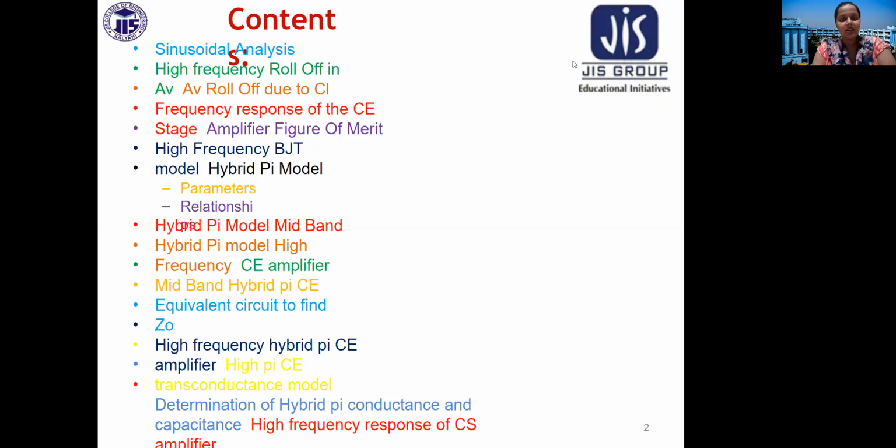Content, these all are the contents that we are going to study here. Sinusoidal analysis, high frequency roll off of AV, frequency response of the common emitter stage, amplifier figure of merit, high frequency BJT hybrid pi model parameters relationship, etc. These are the few topics that we are going to cover here.